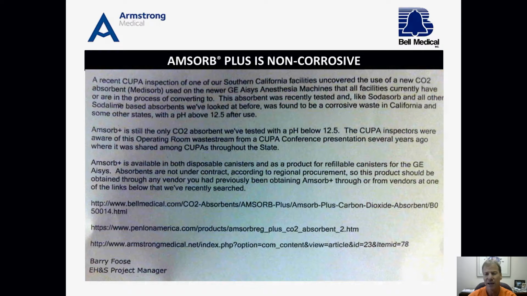This is a statement by Southern California facilities that basically said they had uncovered the use of a new CO2 absorbent, Absorb, used on newer GE machines, that all facilities currently are in the process of. The absorbent was recently tested like Sodasorb and other soda lime-based absorbents we've looked at before, was found to be a corrosive waste in California and some other states with a pH above 12.5 after use. Amsorb Plus is still the only CO2 absorbent we've tested with a pH below 12.5. So as a result, they're saying that everything above that, such as Absorb, has to be red bagged, and anything such as Amsorb Plus would not need to be red bagged.